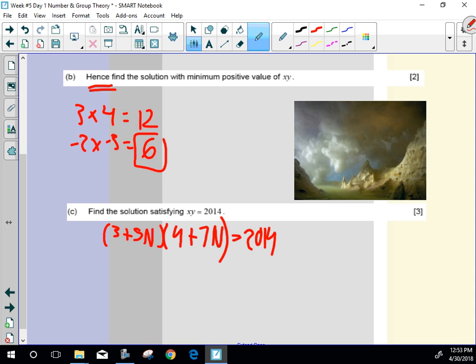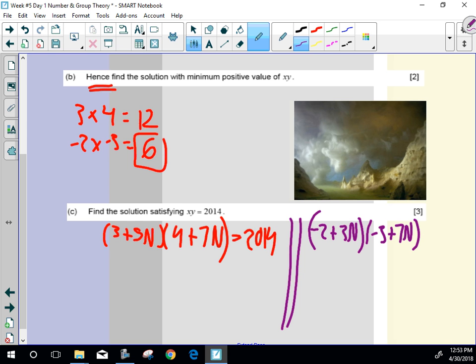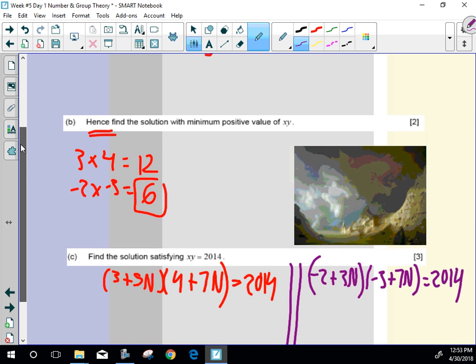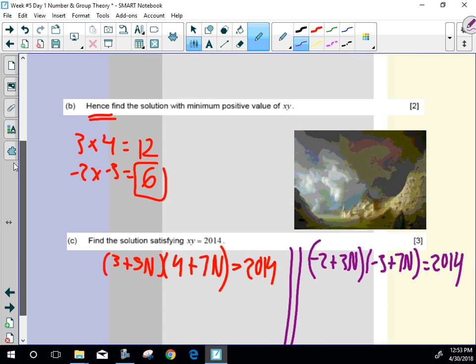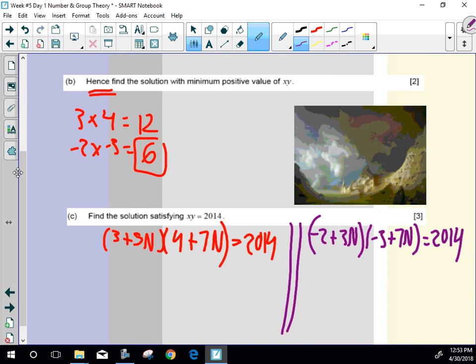Here's what we'll do. Let's try 2 here. You guys solve this one on this half of the room. And then the other side, do -2 plus 5n times -3 plus 7n equals 2014. This is a 5 here. I don't think it would matter, but I want to double check.